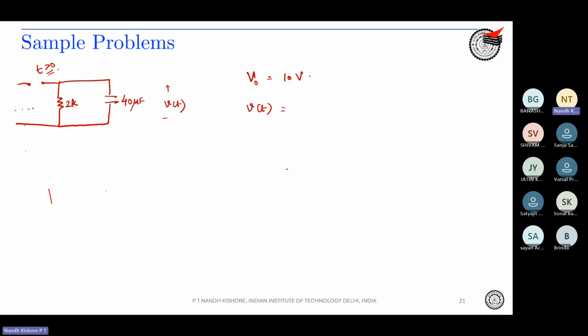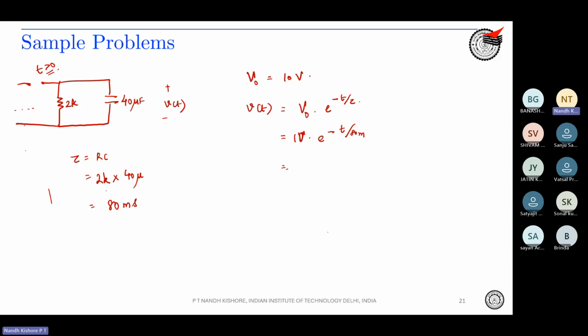Discharge. So the voltage will be V naught into e power minus t by tau. Correct? It is discharging. So V naught is basically 10 volts into e power minus t by tau. Tau is RC, that is 2K into 40 micro. That is 80 kilo into micro, which is milli. So 80 millisecond, that is 0.08.